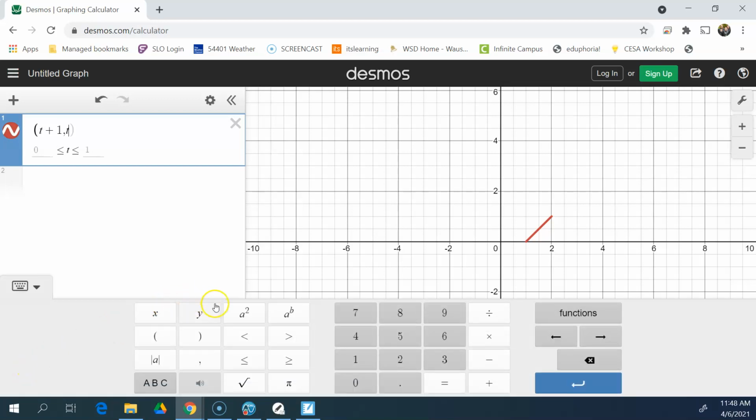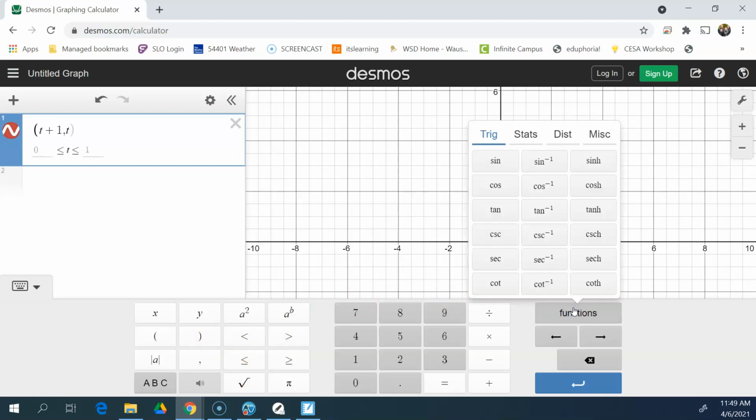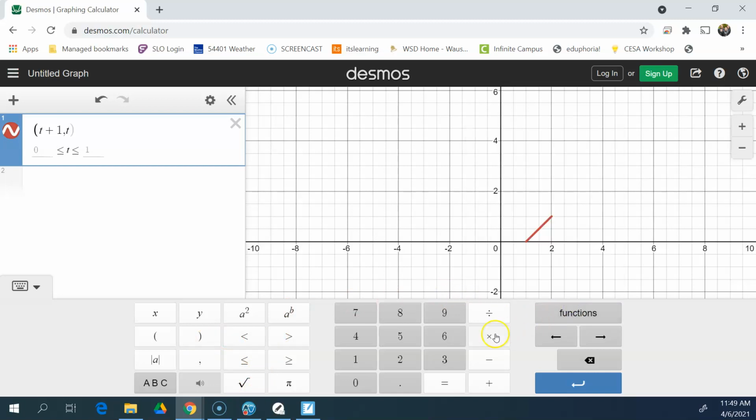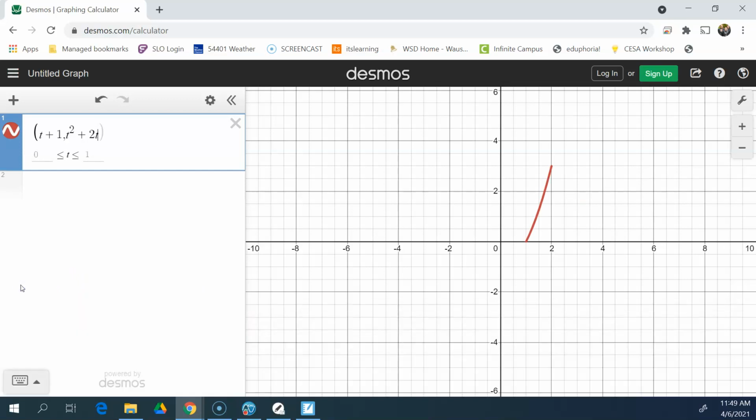And in it has all of these wonderful functions. Squared, absolute value, square root, some other power. Your trig functions are over here. All that fun stuff. And so we want t squared, then plus 2t. And then you can get rid of that so you can see more.